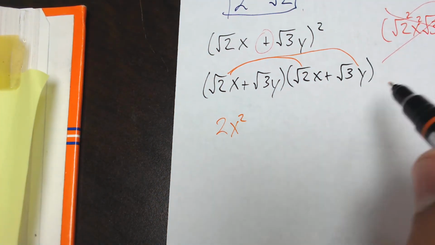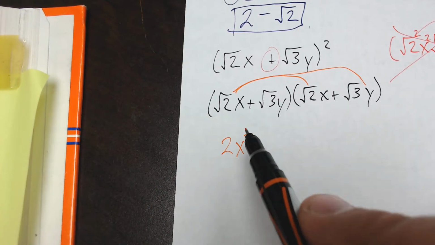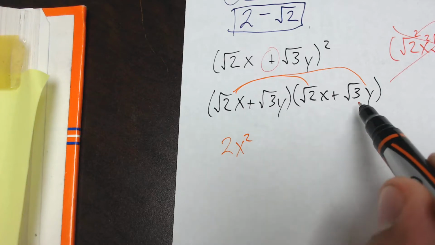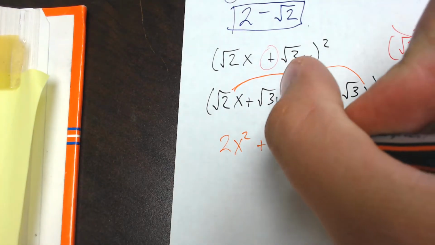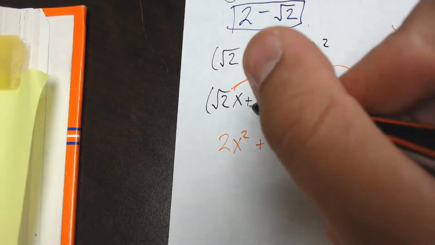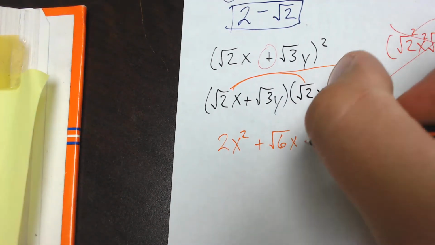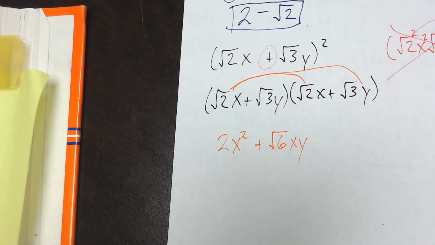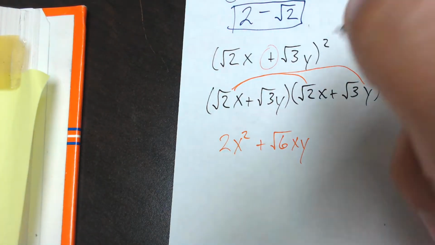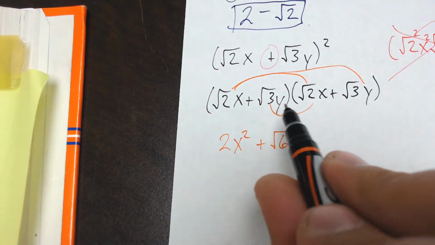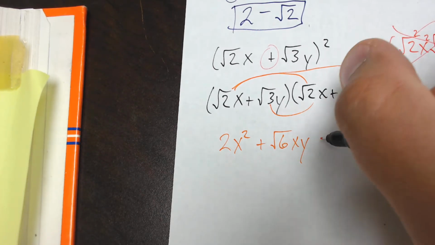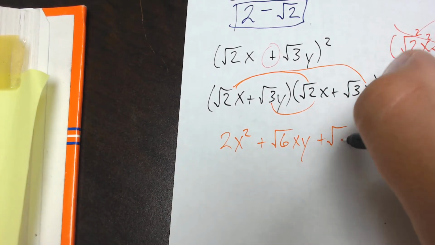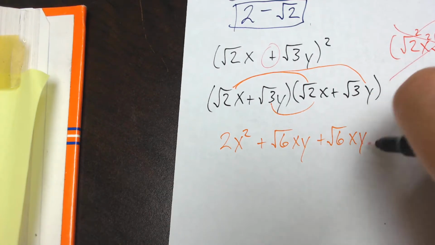So square root of 2x times square root of 3y. Here, we multiply the square roots. Square root of 2 times square root of 3 gives me square root of 6. So this is positive square root of 6. And then x and y can't multiply, so we just write them next to each other. Now we multiply the insides, and the insides is the same multiplication but backwards. Square root of 3y times square root of 2x. So that's going to be plus square root of 6xy.